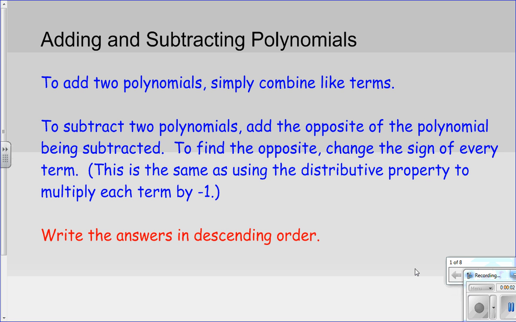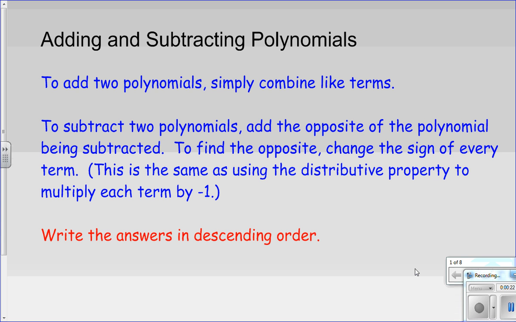To add two polynomials, simply combine your like terms. To subtract two polynomials, you have to add the opposite of the polynomial being subtracted. And to find the opposite, you change the sign of every term. This is the same thing as using the distributive property to multiply each term by -1.